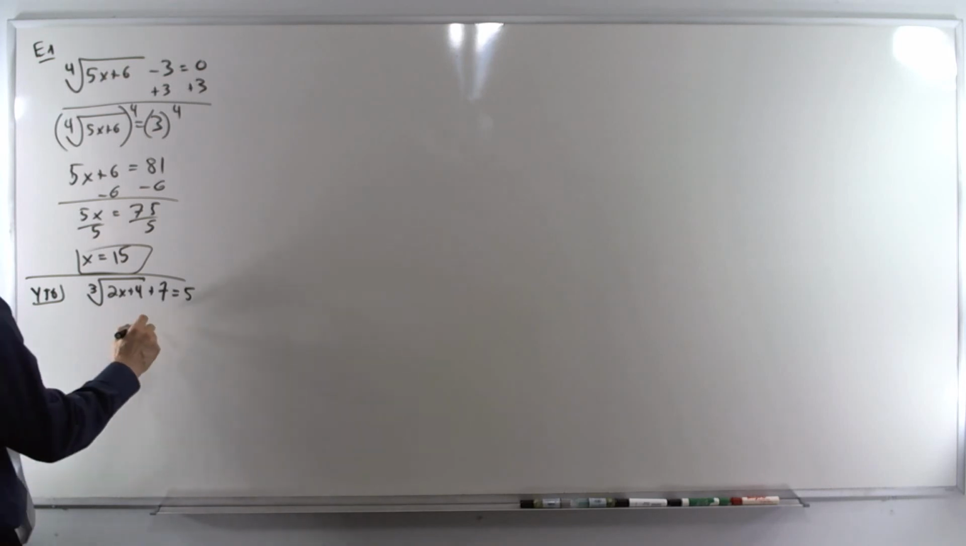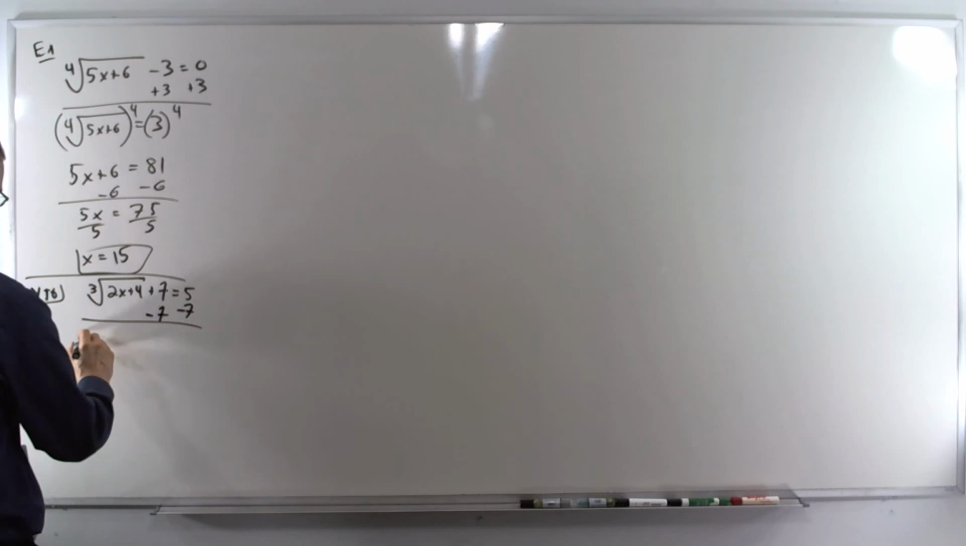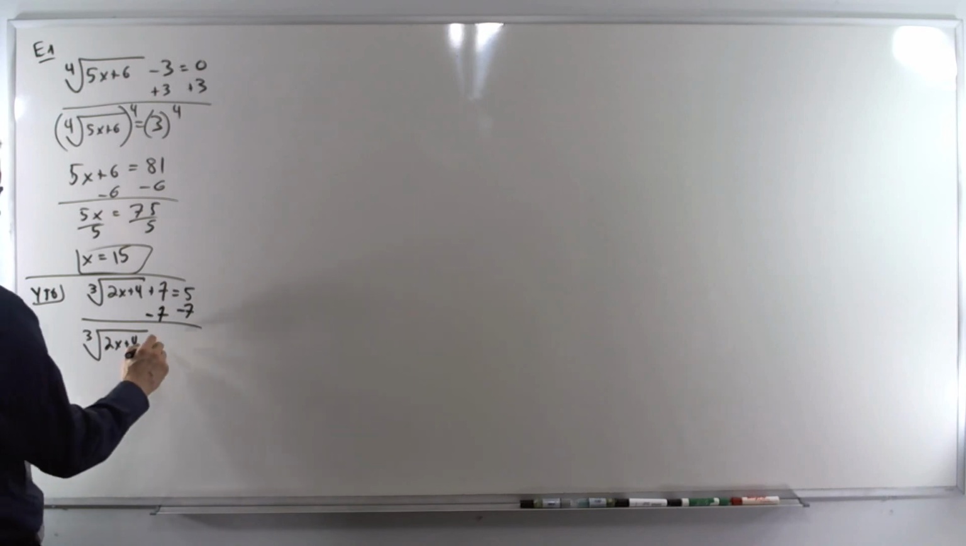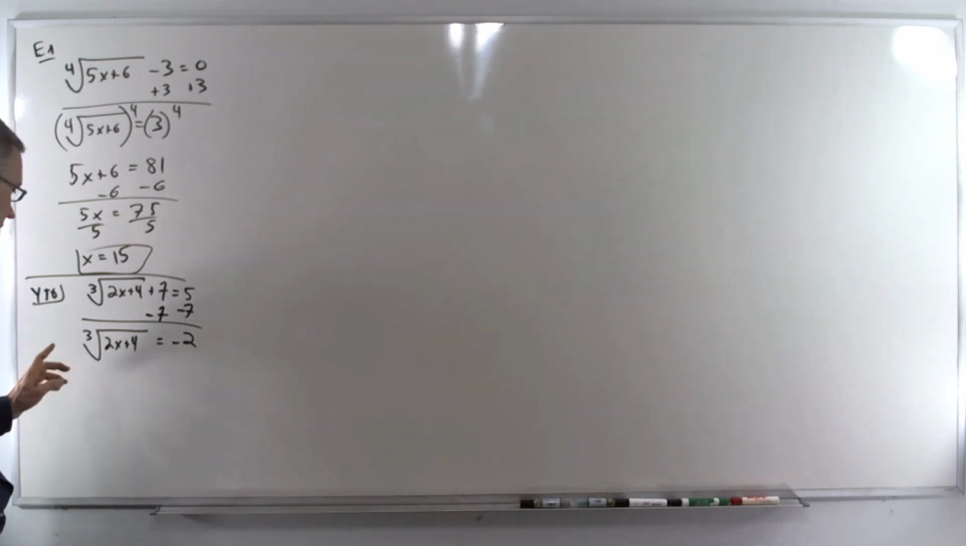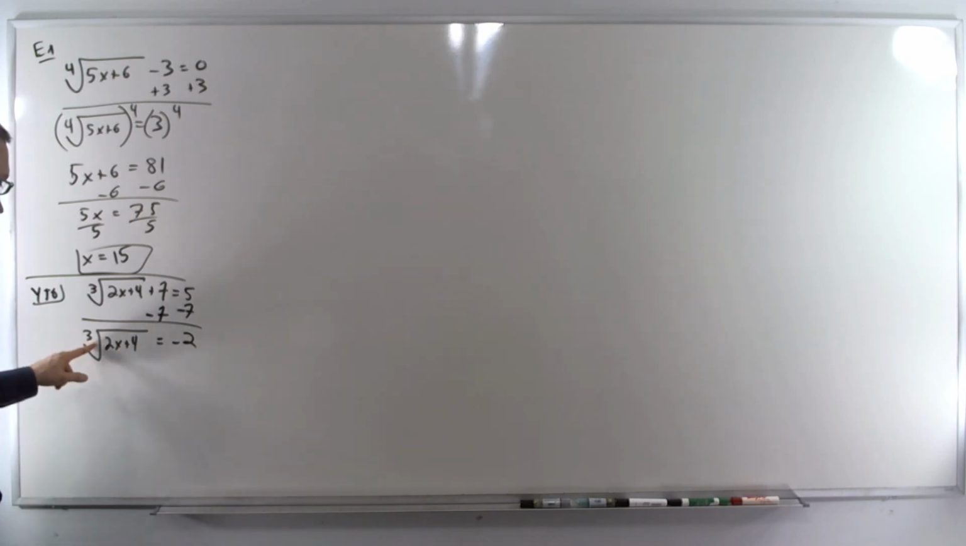All right, we're going to start by isolating the radical. Subtract 7 from each side. So we get the third root of 2x plus 4 equals negative 2. Now we saw one earlier where a root equaled negative 2 and we got no solution. But this is the third root, so we can get negative numbers, so that's fine.